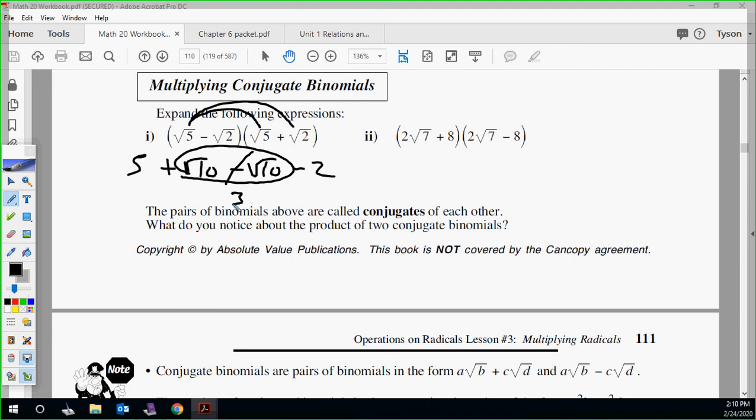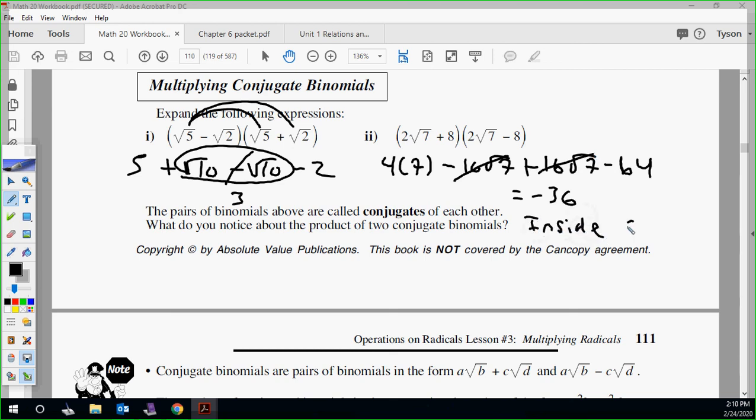Okay, we'll do one more here. 2 root 7 times 2 root 7 is 4 times 7. 2 root 7 times negative 8 is negative 16 root 7. And I get plus 16 root 7. And I get minus 64. So I get 28 minus 64 for this one, which is negative 36, because the middle cancels, right? What do you notice about them? And this we'd say that the inside cancels, and that eliminates the radicals. Okay?